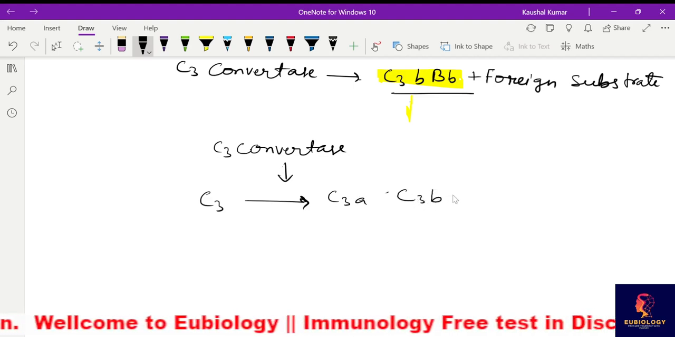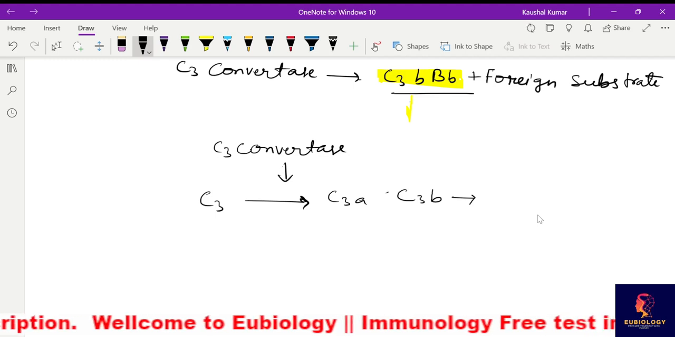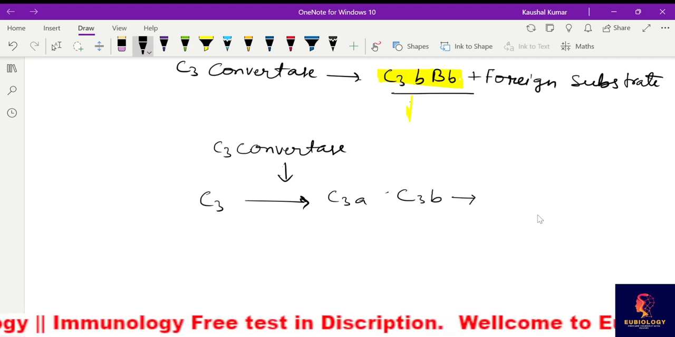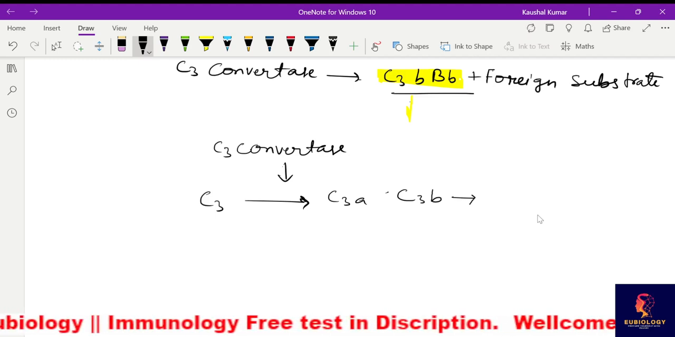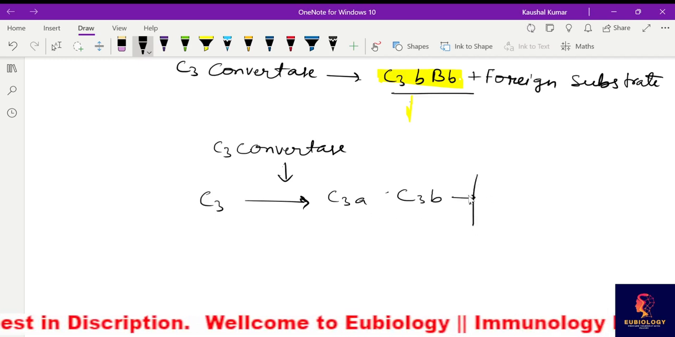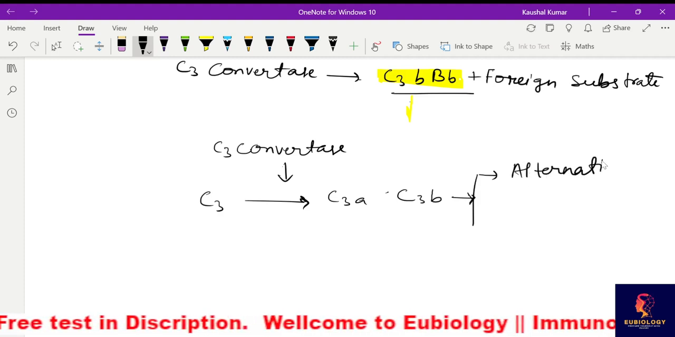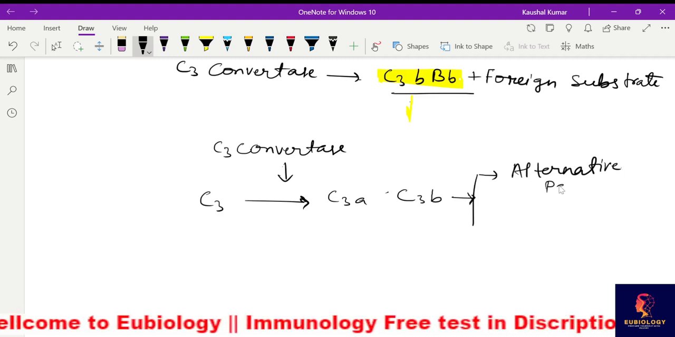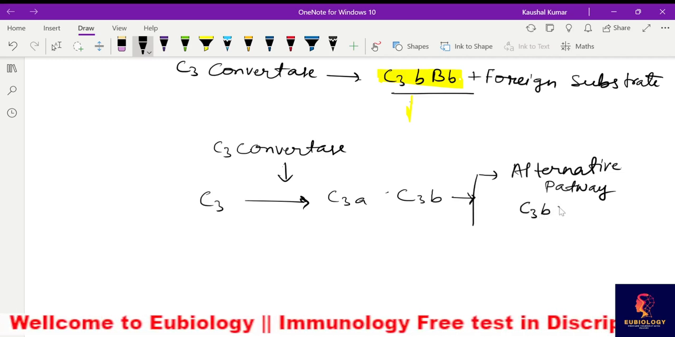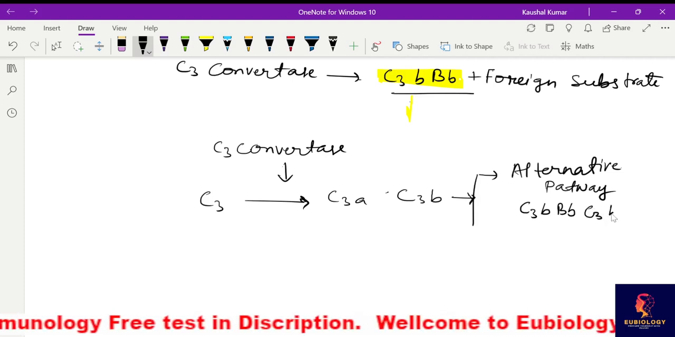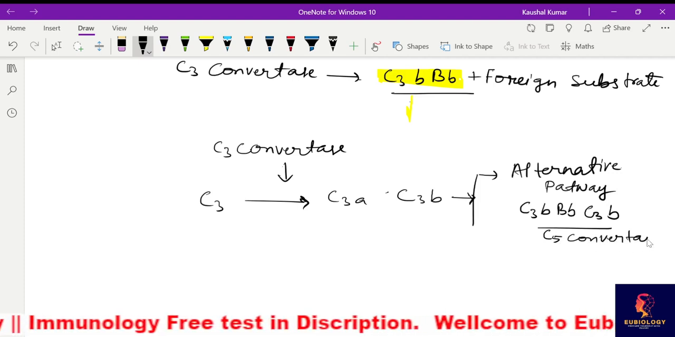So the C3B will bind, and it will help in the formation of two types of protein. If it is coming from the alternative pathway, then you will get C3Bb, capital B, small b. So this is our C5 convertase, which you saw in the beginning.